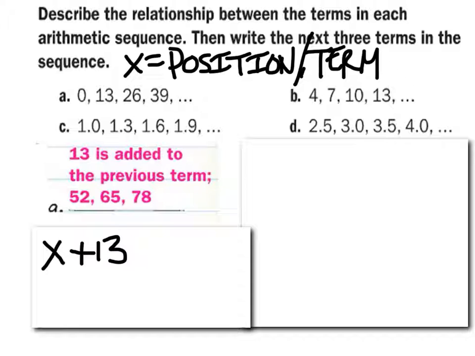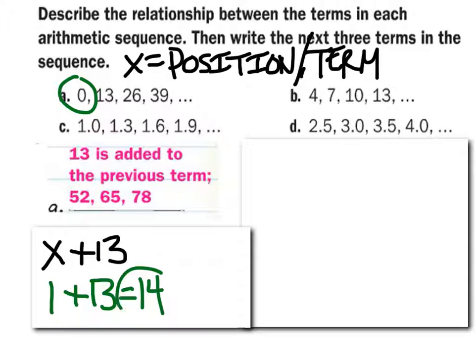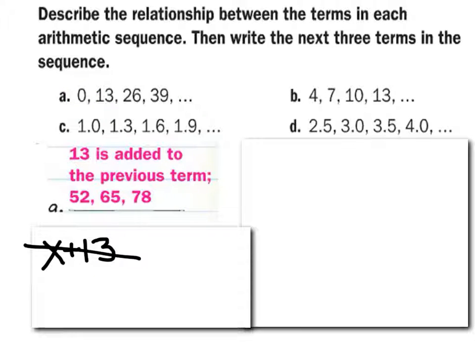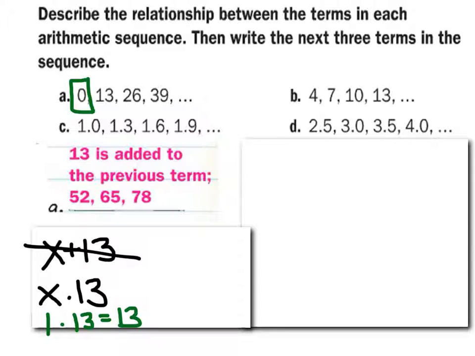So, in the first position, you'd have position 1 plus 13. This is 14, right? Well, that's 0. So that cannot be the case, okay? But this one didn't work. X times 13. Let's try X times 13. Well, in this case, remember position 1 is the value 0, right? 1 times 13 is 13. It looks like X times 13 is a little off there, okay?